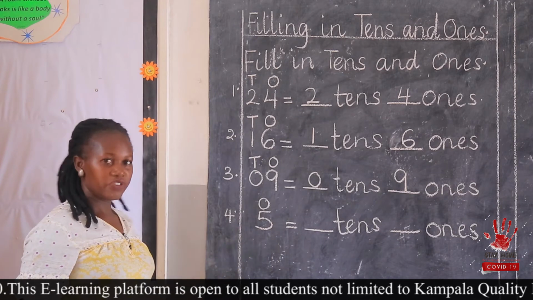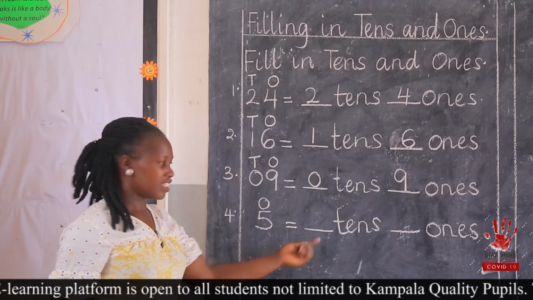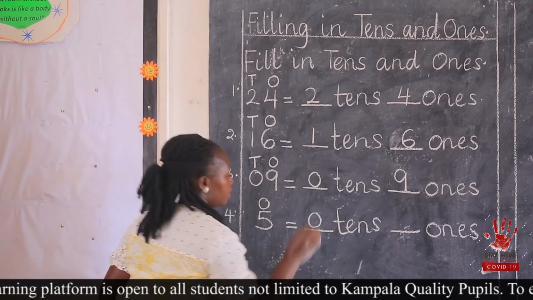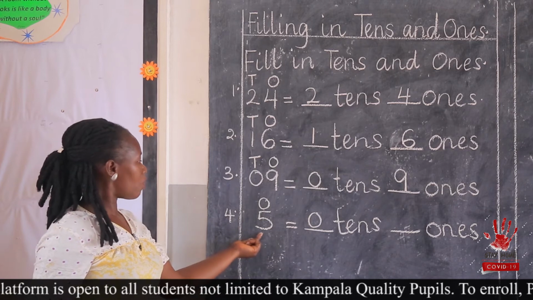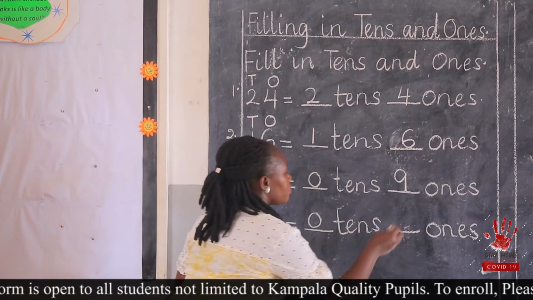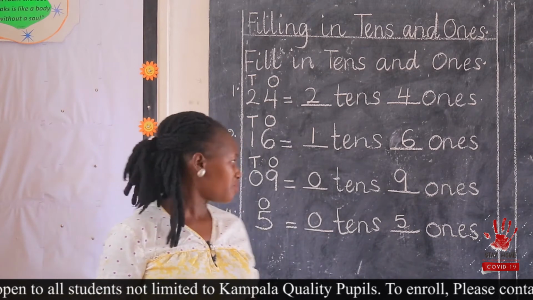Now we go to fill in. Do we have tens? No, we don't have tens. So we shall just write 0 there, because we have nothing in the place of tens. So we shall go to our ones and we take our ones, which is 5. Isn't it simple work? It's very simple.